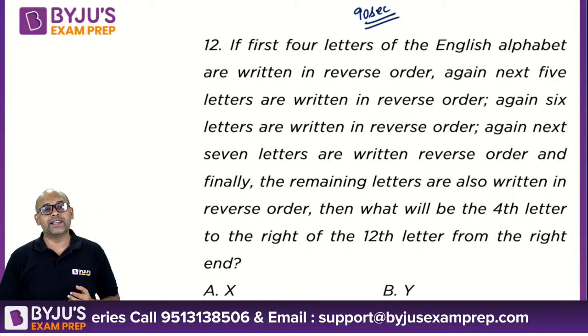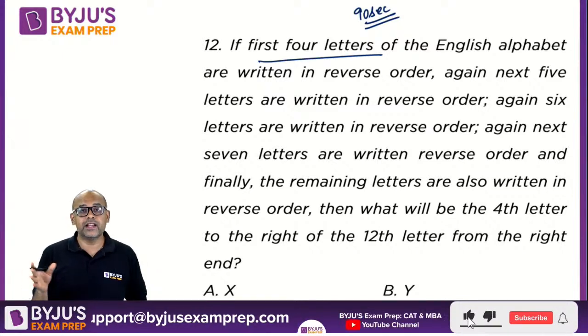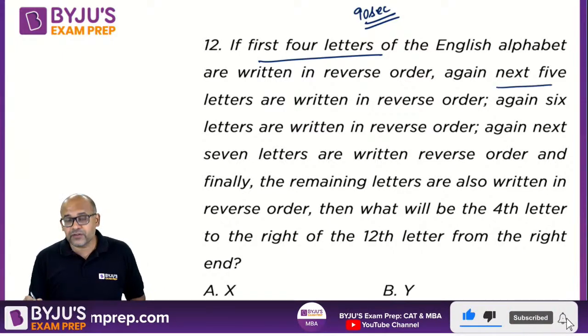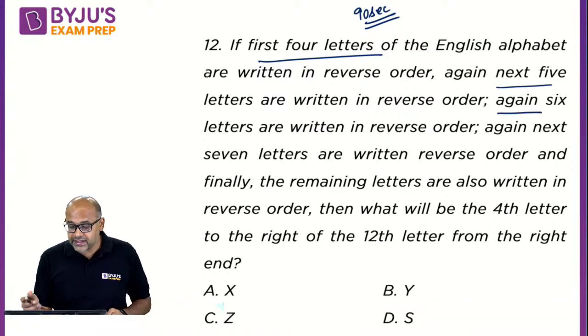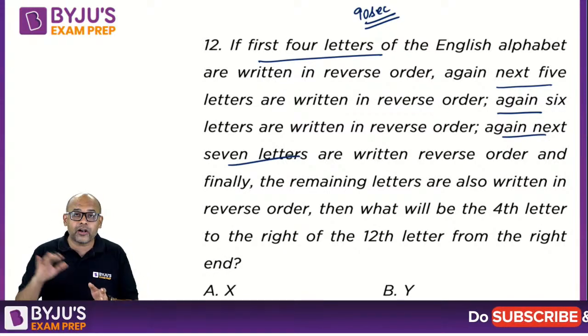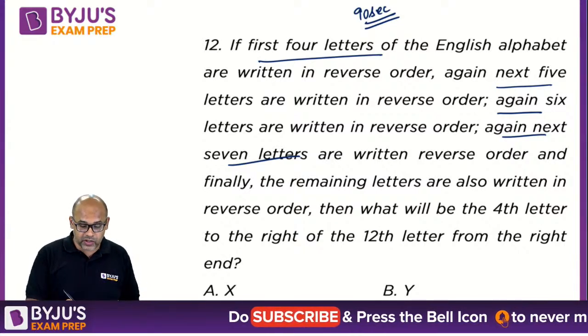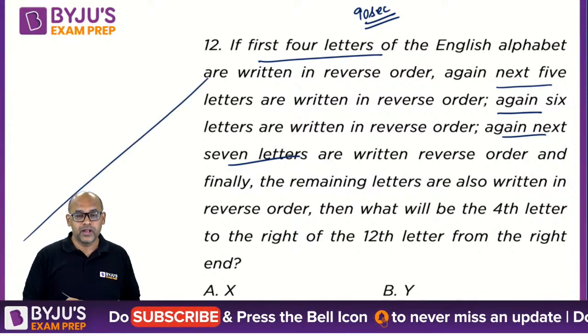Okay, so that's your 90 seconds. What are they saying here? They're saying write the first 4 letters in the reverse order, then the next 5 reversed, again 6 reversed, then 7 reversed. Whatever is left, that also should be written in the reverse order. We will not have too much space horizontally, so I'm going to write it like this. I hope that's fine.